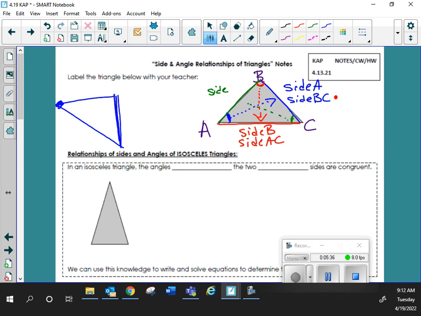Side AC, no, AB, or side C. Okay, it's sort of flexible because it just depends on how you see it. You could see it either way. I think typically we use two letters, but again, either way. Okay, so we're going to use that knowledge, how an angle controls the side opposite, in our lesson today.